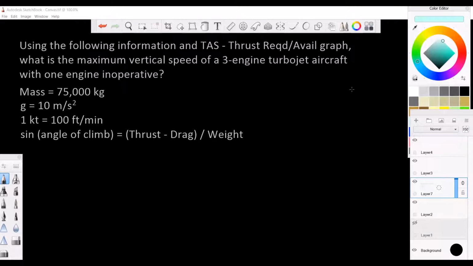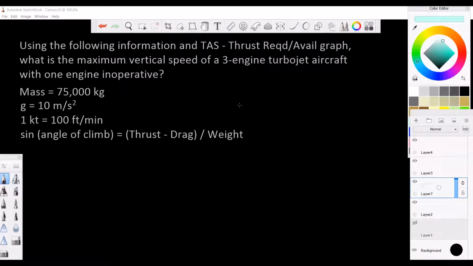So the question is, using the following information and a TAS thrust required and thrust available graph, what is the maximum vertical speed of a 3-engine turbojet aircraft with 1 engine inoperative? So we've got operating on two-thirds thrust. What is the maximum vertical speed of the aircraft? Vertical speed would just be rate of climb, and we want the answer in feet per minute.